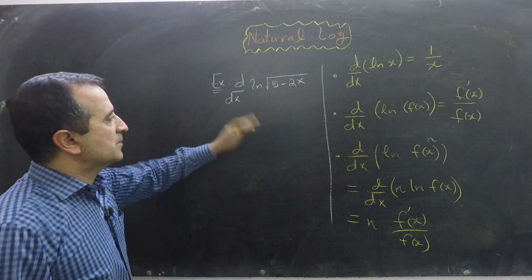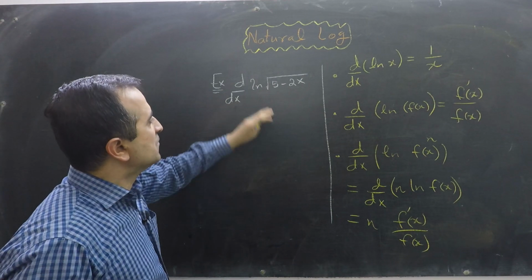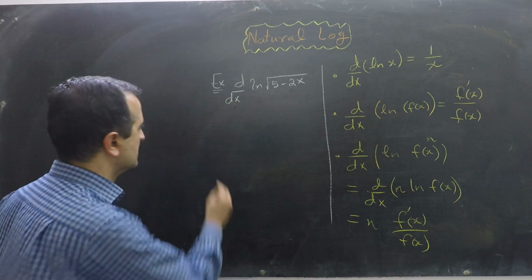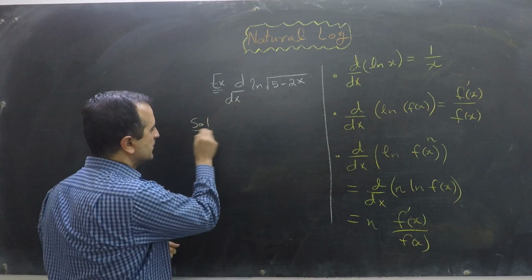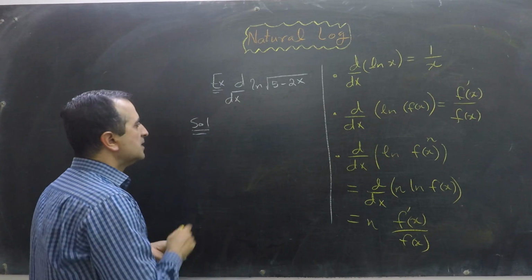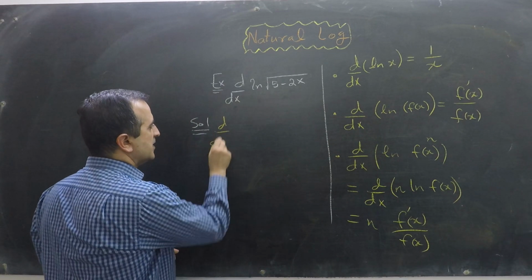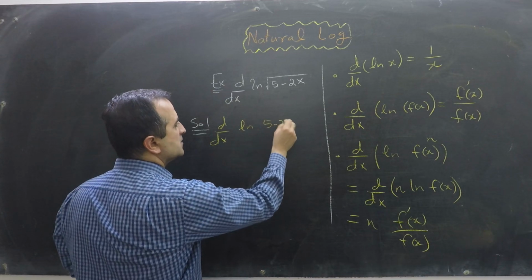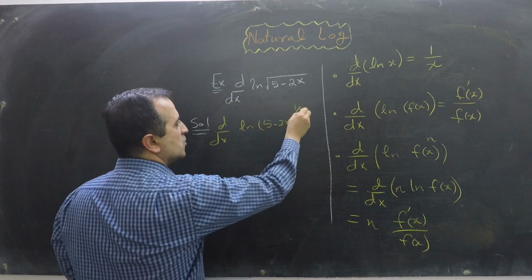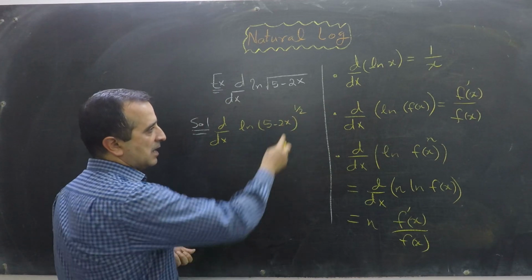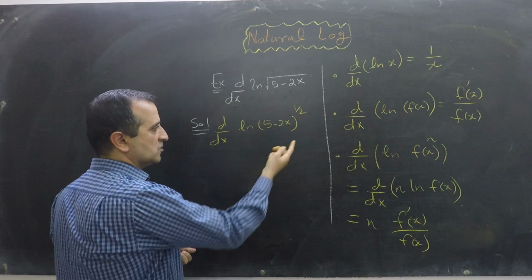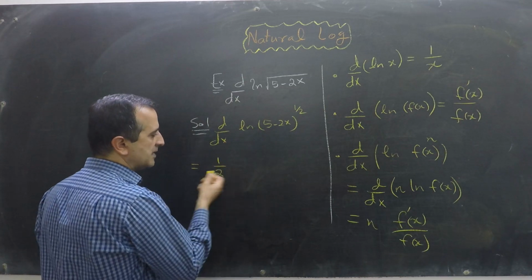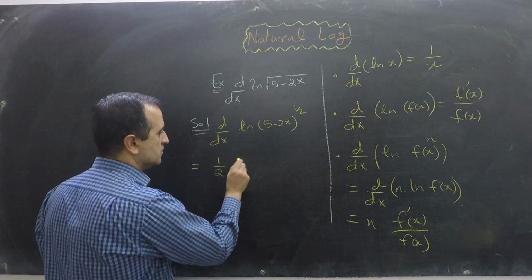So in this example, I have to find the derivative of natural log square root of 5 minus 2x. My solution. I can also write it as the derivative of natural log of (5 minus 2x) raised to power 1 over 2. And I will take this power out because of the natural log, the power comes down. 1 over 2, I can take the power outside the derivative also.